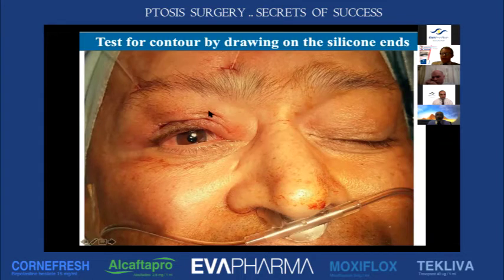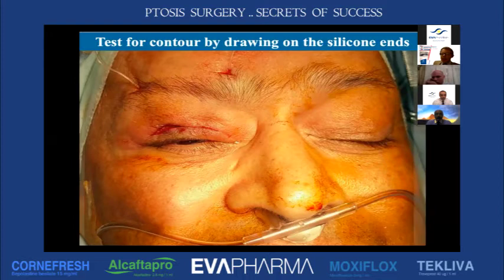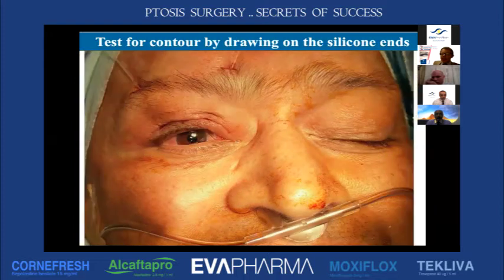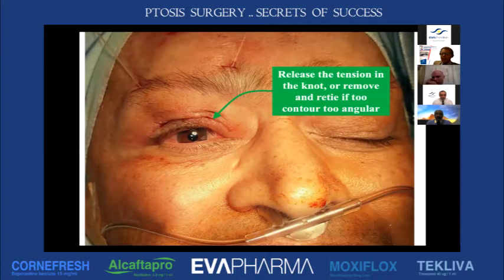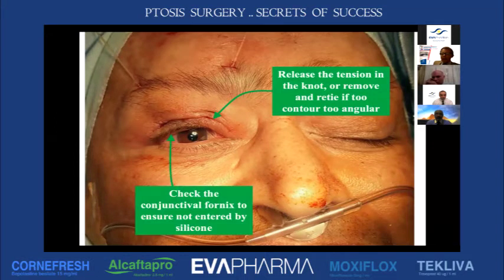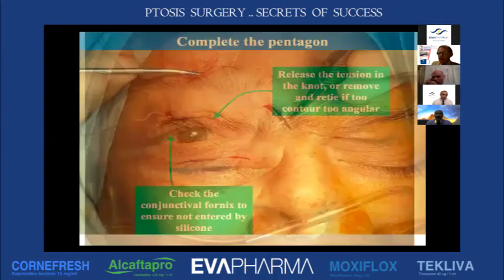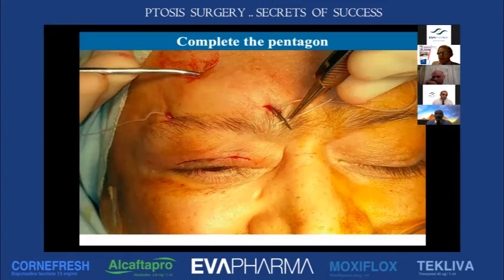Quite often I found that I position my 3 plicating sutures rather too close to each other, and you might want to go back and put another one in laterally and medially if you need to. And there you see relaxing and lifting and relaxing and lifting like that until you've got it right and until you're happy, as you see here. So always check the conjunctival fornix to ensure that you haven't driven the silicon through into the fornix. I think that's extremely unlikely. It very rarely happens, if ever. And now we simply complete the pentagon.